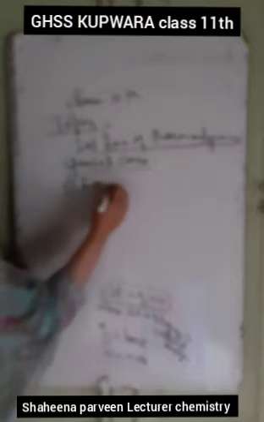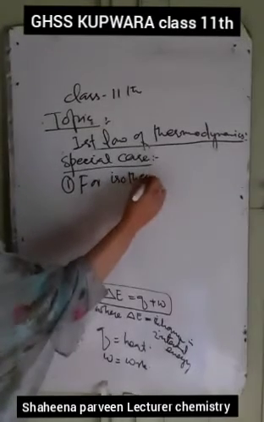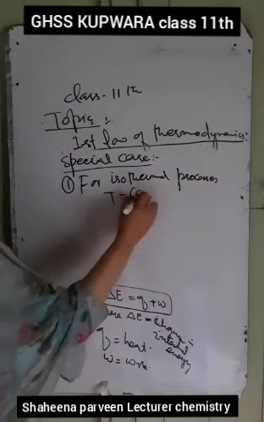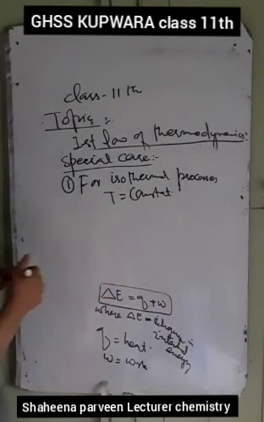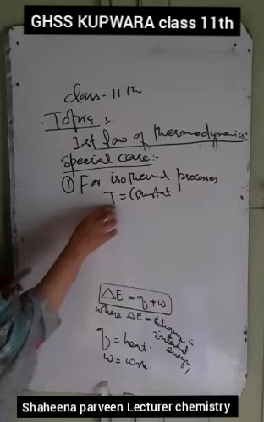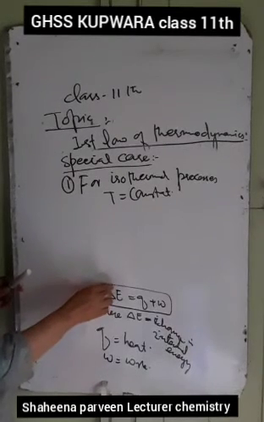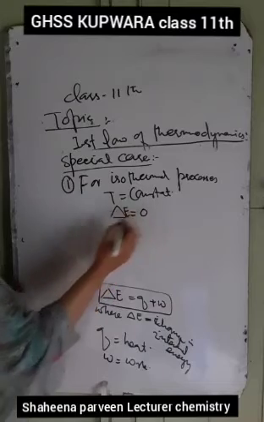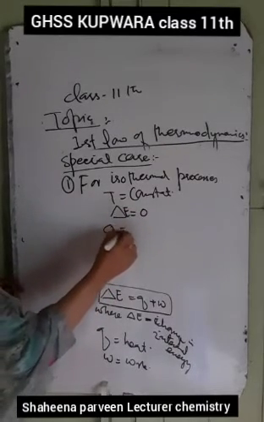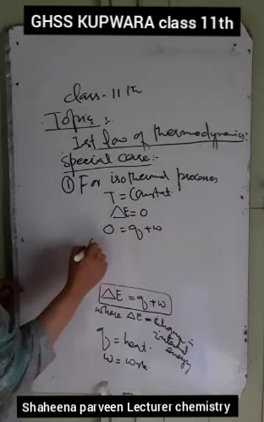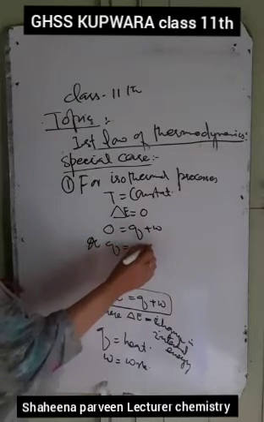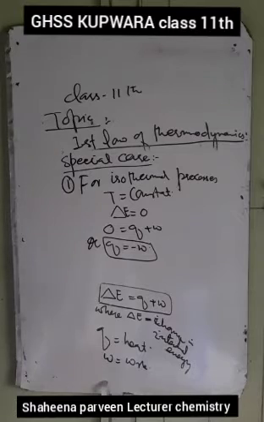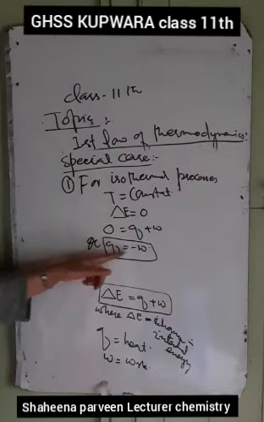For isothermal processes, where temperature is constant, the internal energy is a function of temperature. If we keep the temperature constant, there is no change in the internal energy, and del E is equal to 0. So we have 0 is equal to Q plus W, or Q is equal to minus W. This is the first special case: for isothermal processes, the internal energy change is equal to 0 and Q is equal to minus W.